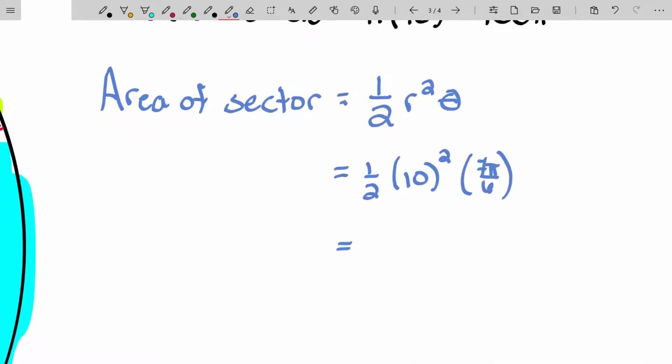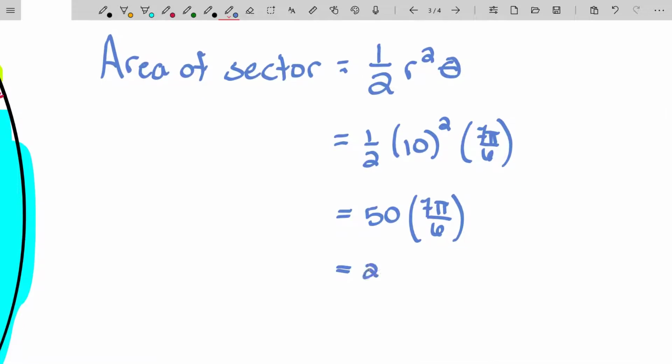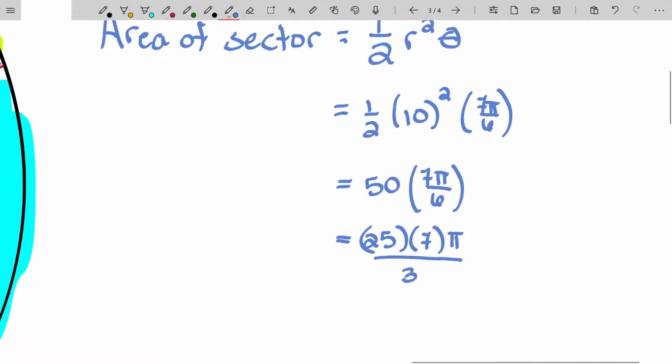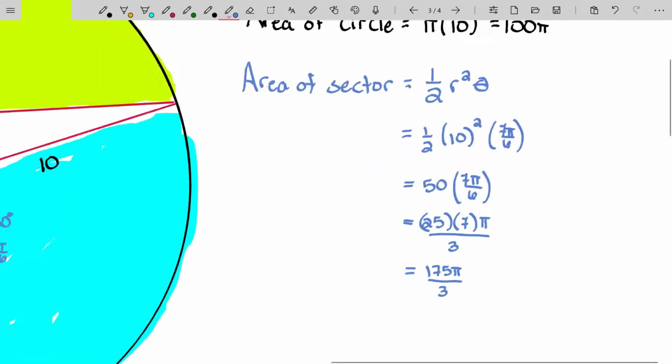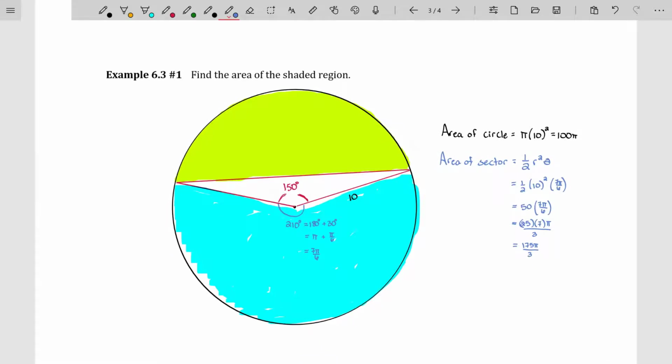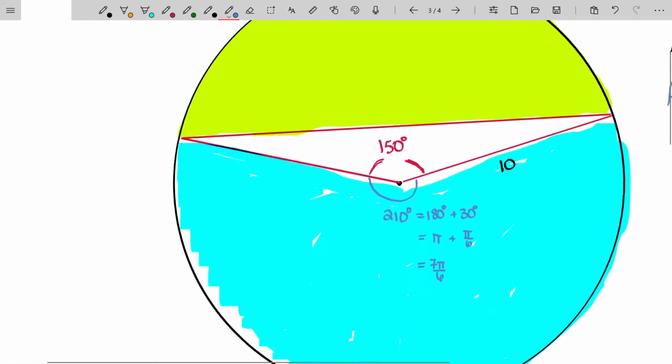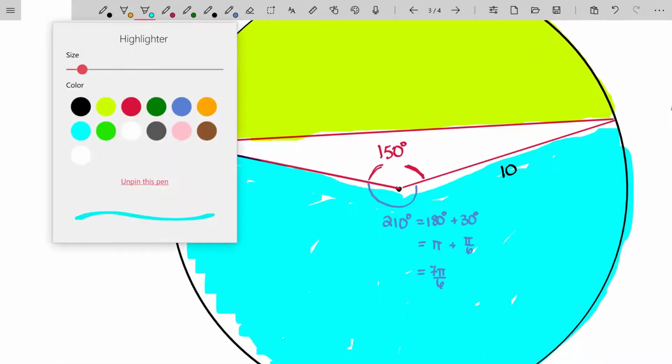And now we can finish this out. That's 1/2 of 100, or 50, times 7 pi over 6. There's really not much I could do here. That's 7 times 25 pi over 3, and 7 sets of 25 would be 175. 175 pi over 3, and there's nothing else you could do with that. That's locked down. All right, so the full area of the circle is 100 pi. We're going to subtract off that blue area, which is 175 pi over 3. And we're also going to subtract off the area of this triangle here.